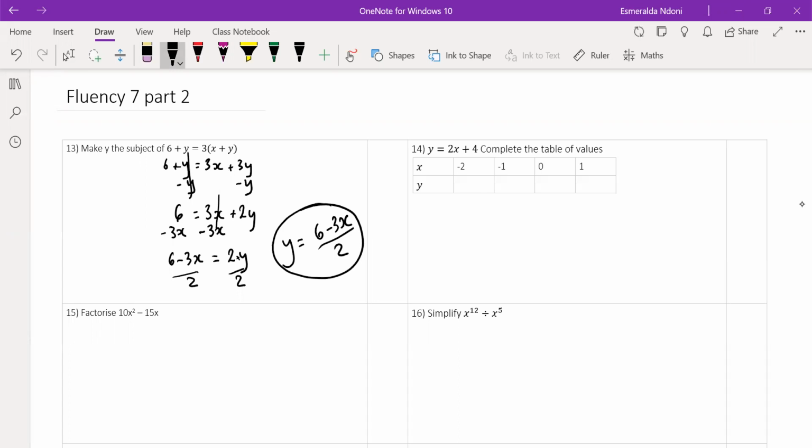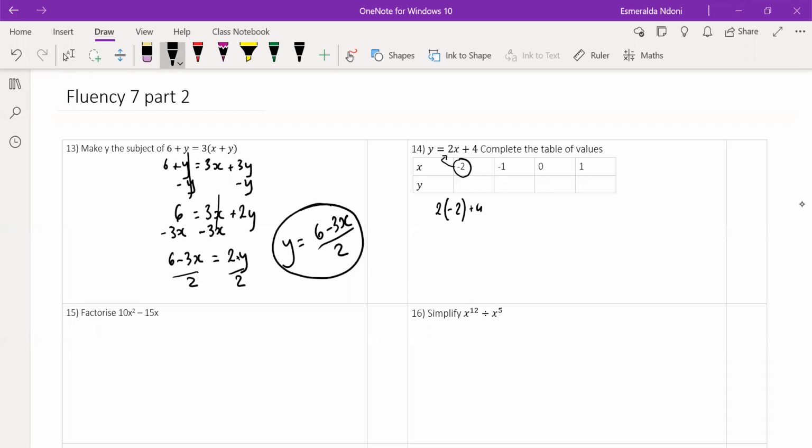Question 14. Complete the table of values. To do these sort of questions, we just need to substitute our x, the given value, into the given equation. So let's do the first one. 2 lots of negative 2 plus 4. After we work this out, we would have the value of y, because this is equal to y.